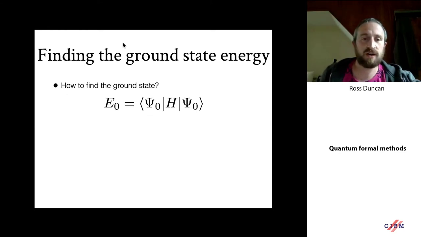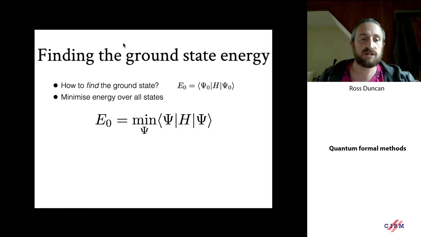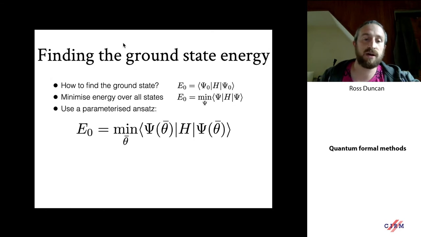Okay, so how do we find the ground state? That's what we need to do in order to find the energy. So we need to minimize the energy over all the states. And that is asking quite a lot in general. So the usual approach is to choose what's called a parameterized ansatz. And rather than trying to exhaustively search over every conceivable quantum state, we have some parameterized family of states. And by varying the parameters, we try to find the minimum among those states. And the assumption is that this will be close enough to the ground state that it doesn't matter.